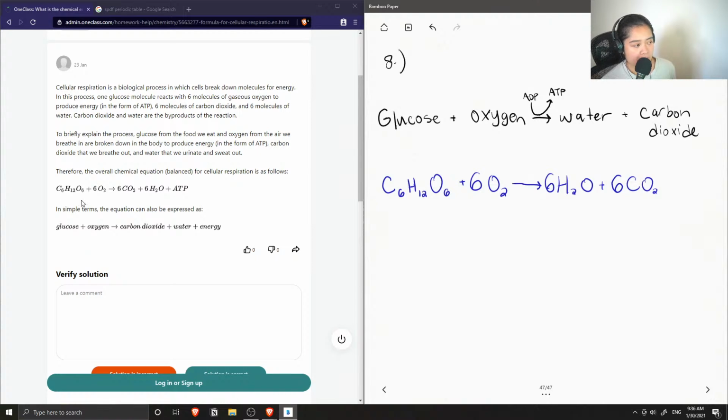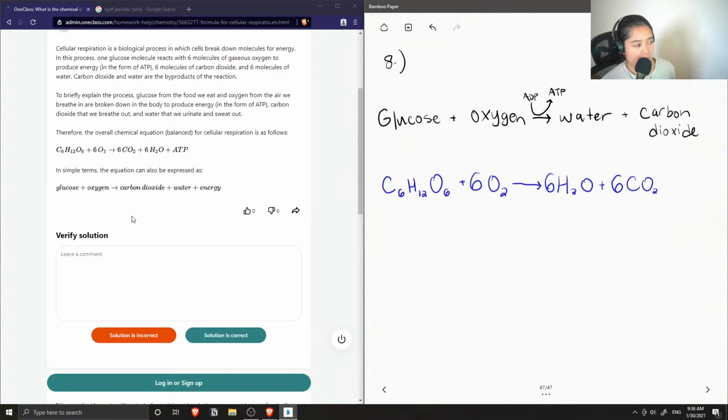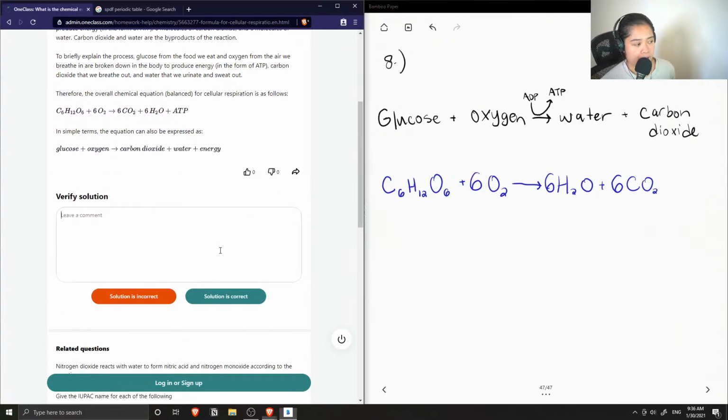C6H12O6, which is glucose, plus 6O2 makes 6 carbon dioxide plus 6 water plus ATP. And in simple terms, the equation can also be expressed as glucose plus oxygen forms carbon dioxide plus water plus energy. Yep, so the solution is correct.